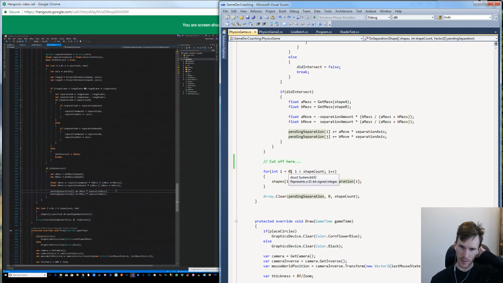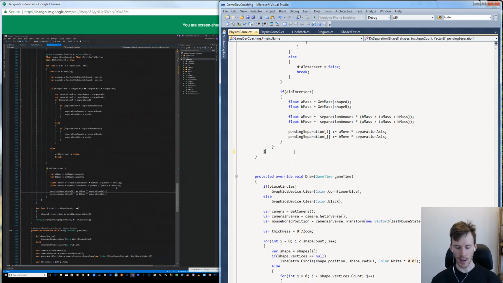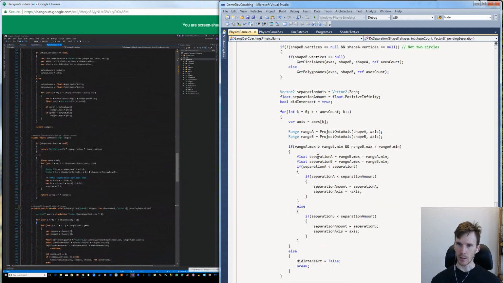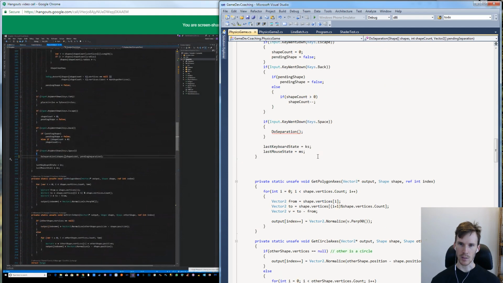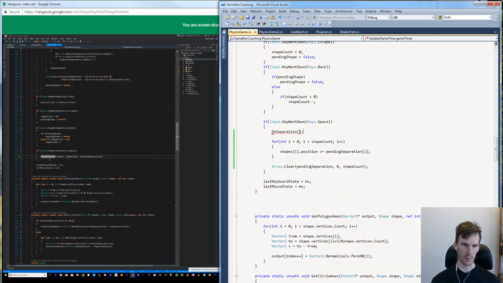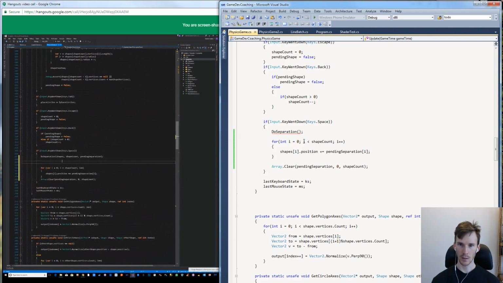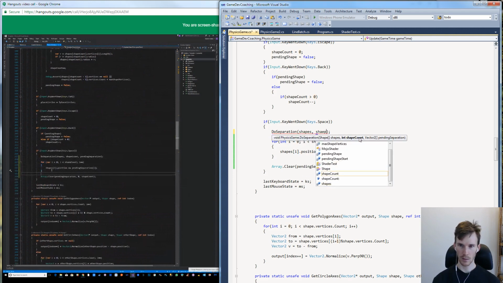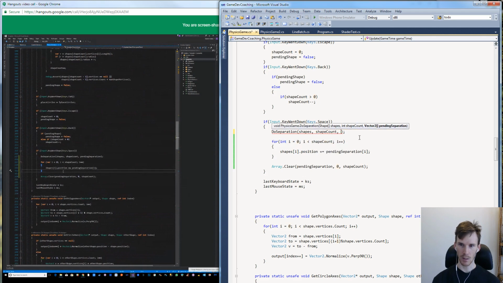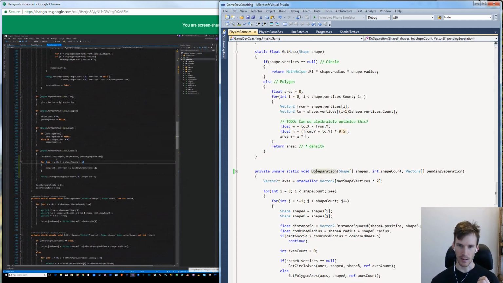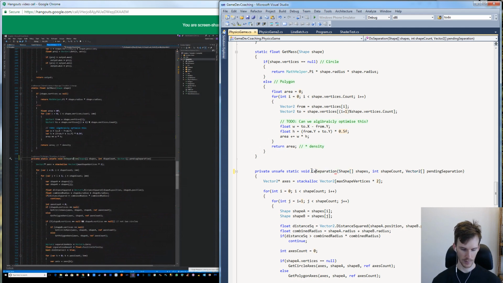If we didn't care about this, if we were like, sure, this method's going to mutate a list of shapes, we wouldn't even have to pass this in. We could stack allocate this in the do separation method, but because we actually want to know the separations outside of this method, for reasons that will become clear fairly soon, we'll take that bit out and stick it down under here. Now all we have to do is pass in our arguments: shape list, shape count, pending separation. So now this method doesn't mutate anything, so we can call it something else, like calculate separation.